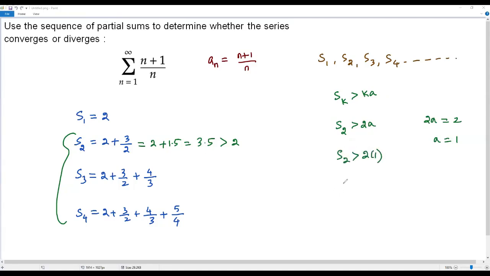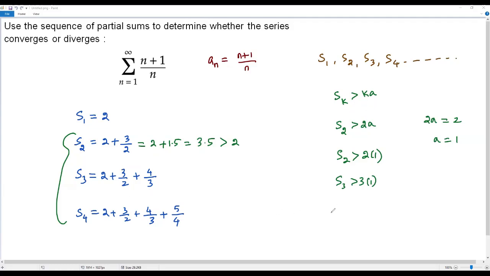Now let's verify the third partial sum with the inequality, that is S3 greater than, since I plugged in 3 for k over here, I also have to plug in 3 for k, and already we know the value of A, which is 1. So 3 times 1 is just 3. That means the third partial sum S3 has to be greater than 3. Let's check this. We know the first term is 2, and the value of this one is 1.5. The approximate value of 4 over 3 is 1.3. When I add these values, it's greater than 3. So the third partial sum satisfies the inequality.